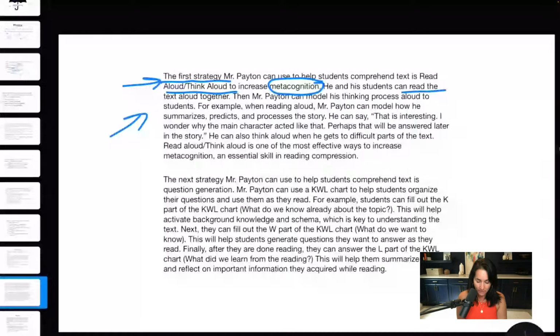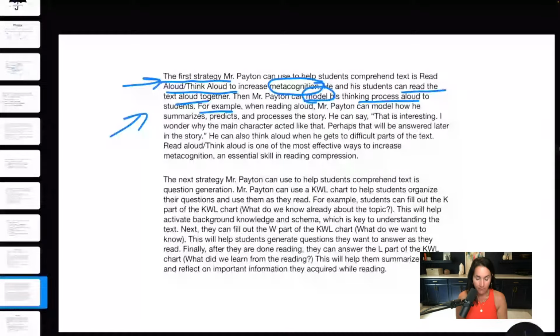He and his students can read the text aloud together. Then Mr. Payton can model. We want to use good words in our answers when we write this, and modeling is a good word when it comes to explicit instruction. His thinking process aloud. So he's going to model what he's thinking aloud.